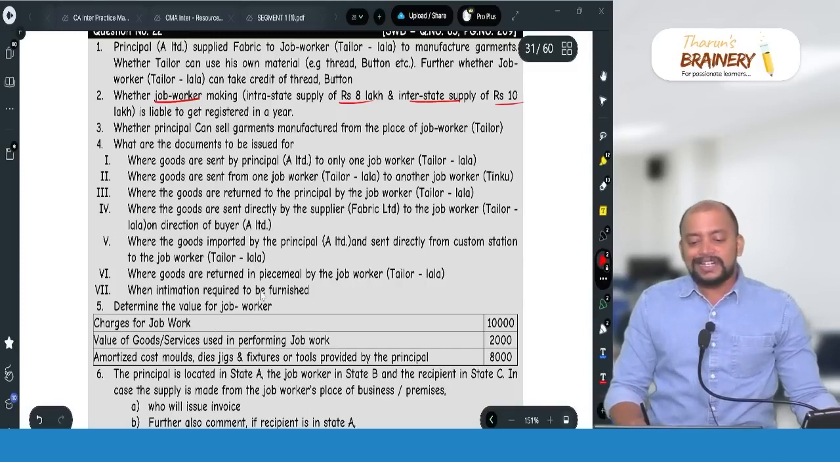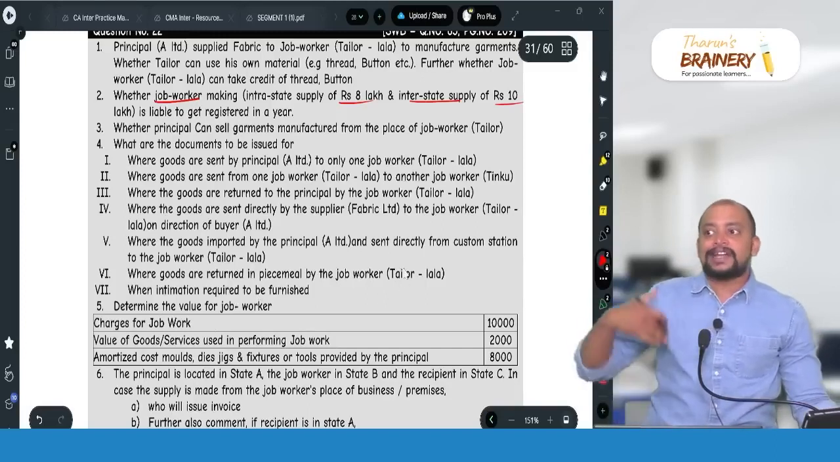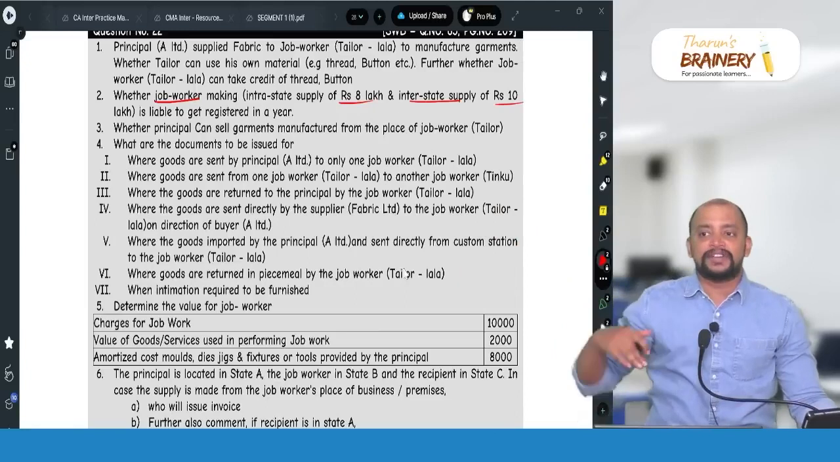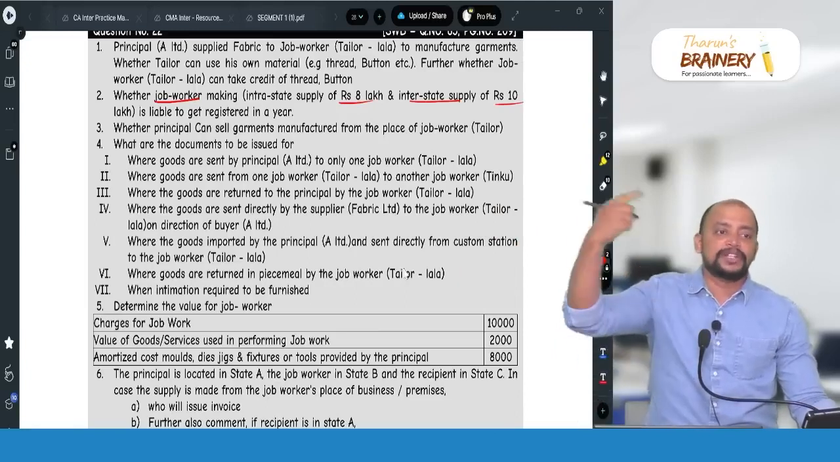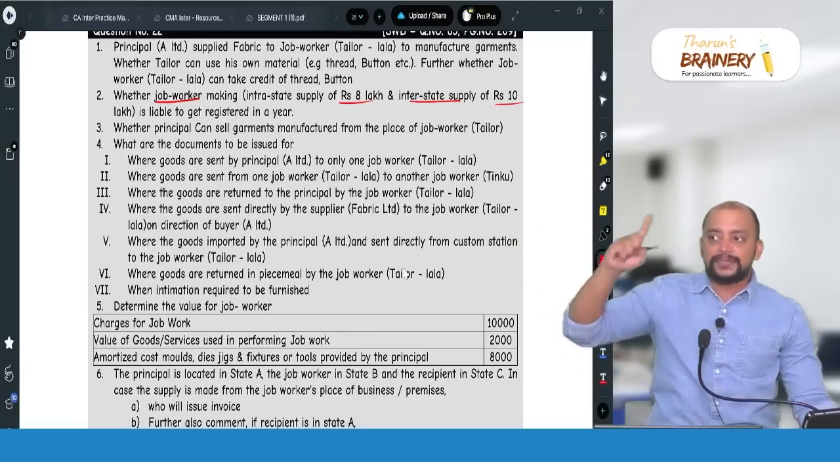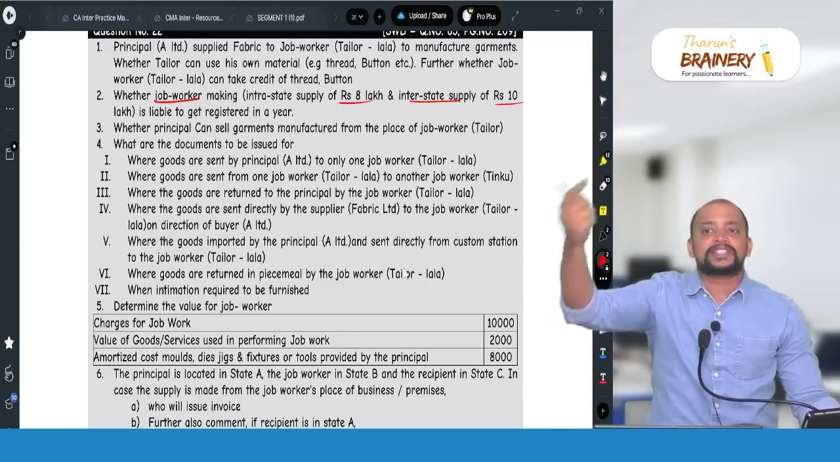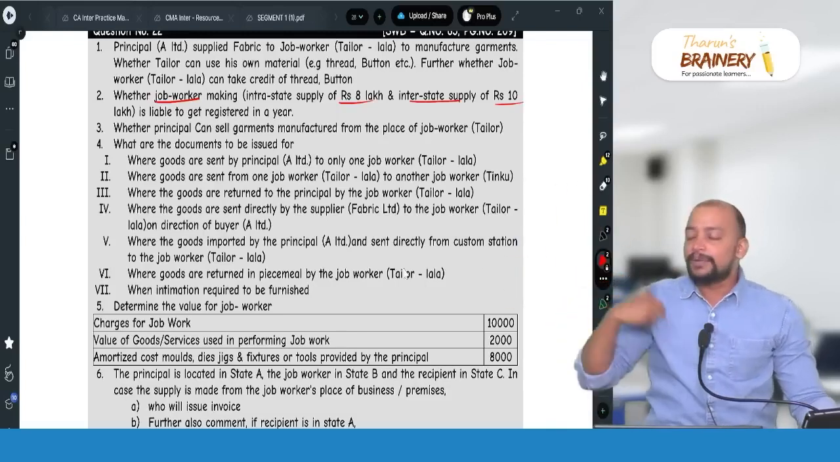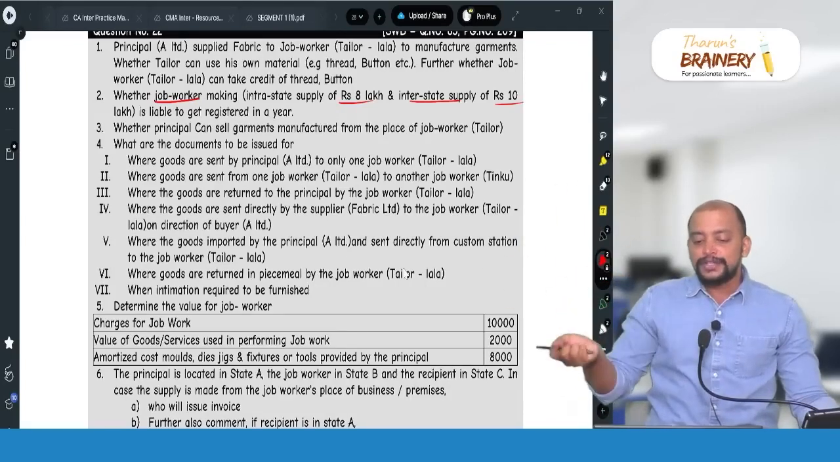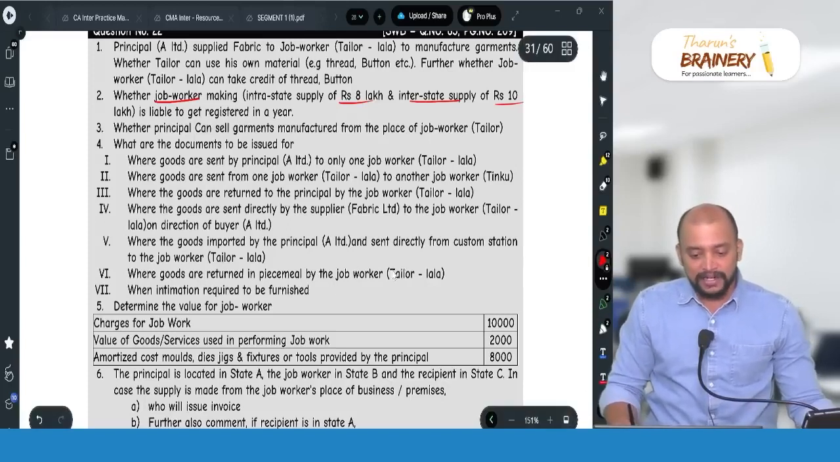Where goods are returned in piecemeal by the job worker under the delivery challan of the job worker, because only one delivery challan is given to him, so two copies, one is for his accounting, another he can endorse along with the goods when he is returning. But if he is returning in piecemeal, he needs to prepare a new delivery challan.